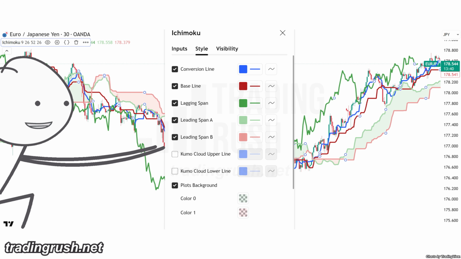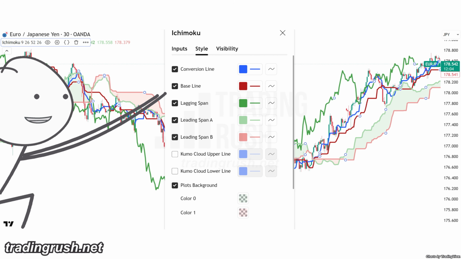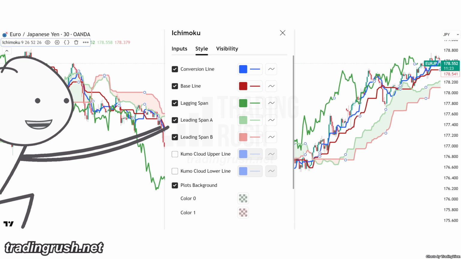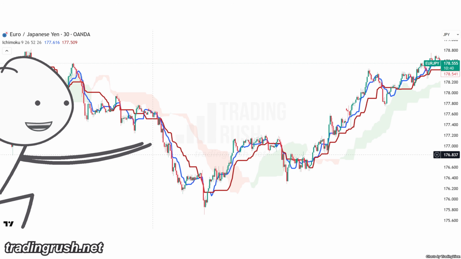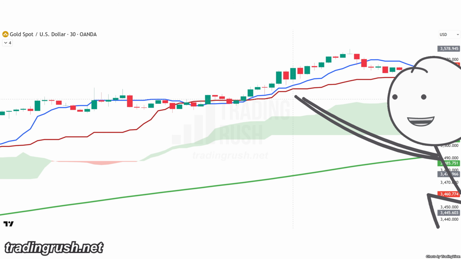By default, this indicator shows a bunch of lines. It's like it's trying to put makeup on, but instead of looking pretty, it looks like an ugly mess. For our strategy, we don't need this much makeup. I'm going to make the indicator pretty by removing the leading span A, B, and the lagging span from its settings. It looks much prettier now. The lines I removed are useful in some scenarios, but for our strategy, we don't need them. We only need these three things.